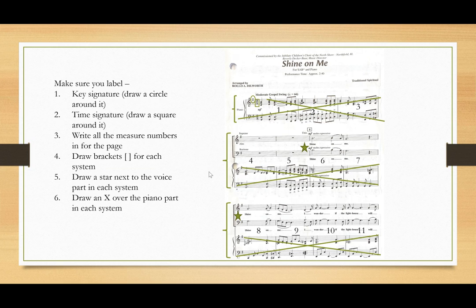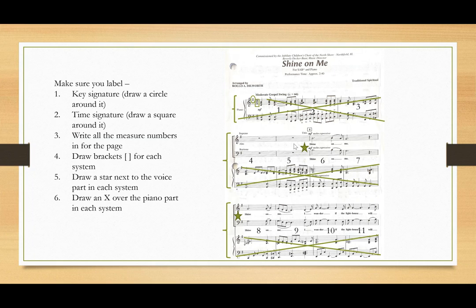So then once you're done, here is all of the answers. So we've got a circle around the key signature up at the top, and then a box around the time signature. We've got measure numbers. So measure 1, 2, 3, 4, 5, and so on. We've got brackets on the left for each system. So we've got system 1, system 2, and then system 3. A star next to each voice part. So anywhere where there's words, that's a voice part.